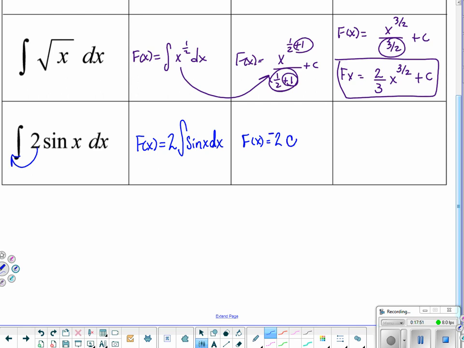So I need a negative cosine x. And that's really the final answer as well. Not much to simplify there. Just make sure you have that negative sign out. Is it okay?